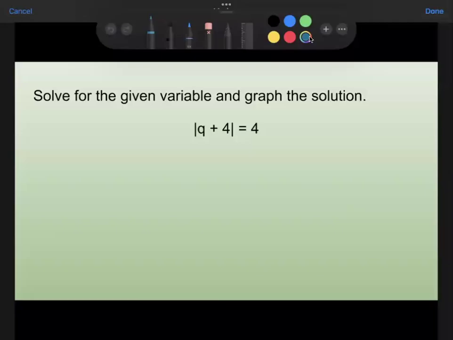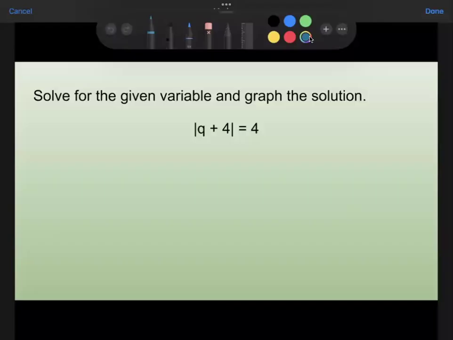Okay, here is the first one we're going to do together. We're going to solve the absolute value of q plus 4 equals 4 to find out what q is equal to. Now, many times during these absolute value equations, you end up getting two answers for q, and that's perfectly fine. So what you want to do first is check and make sure that your absolute value is isolated on one side of the equation.